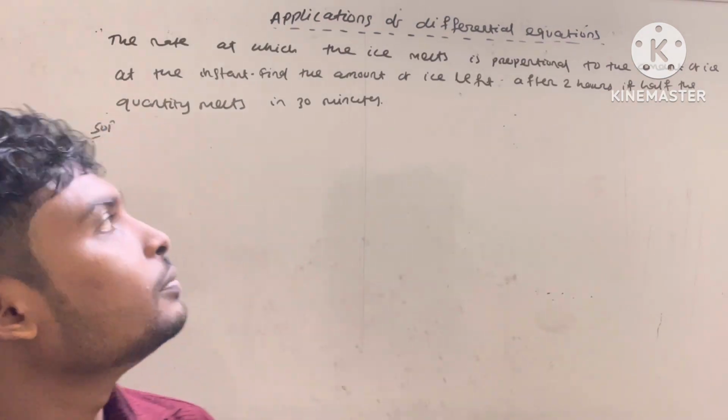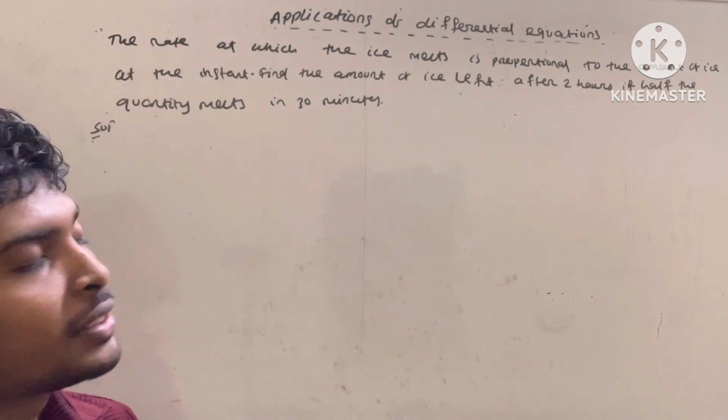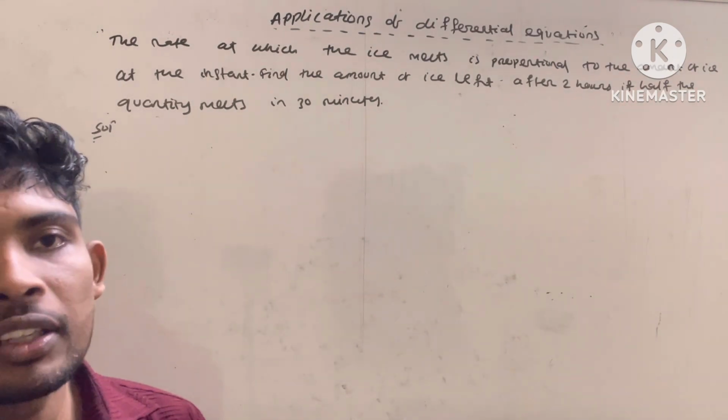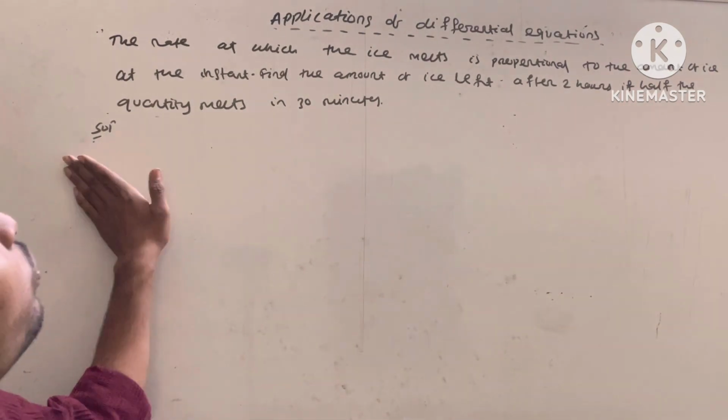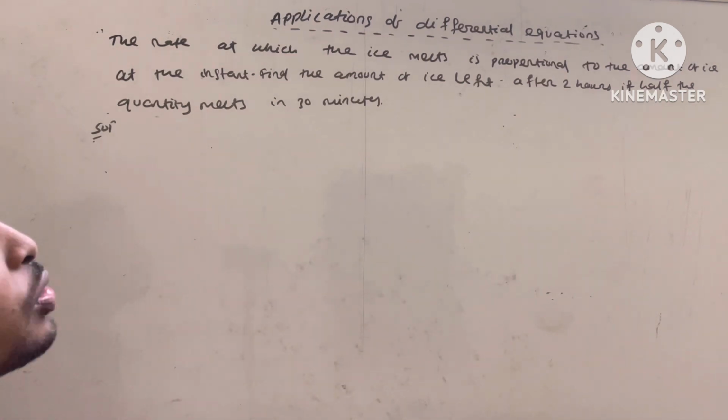Look at the problem. This is a case of a decay model. The rate at which the ice melts is proportional to the amount at the instant. Find the amount of ice left after 2 years if half the quantity melts in 30 minutes.